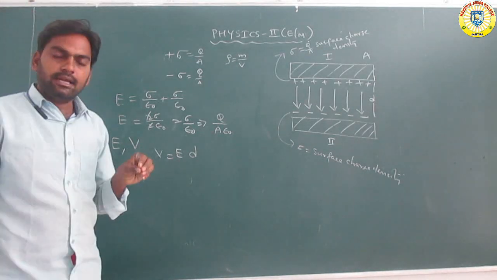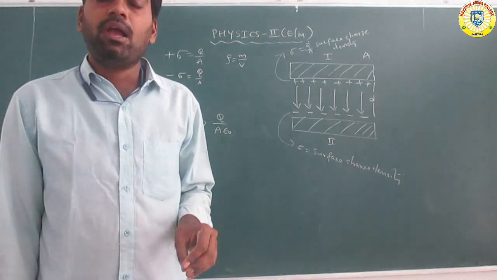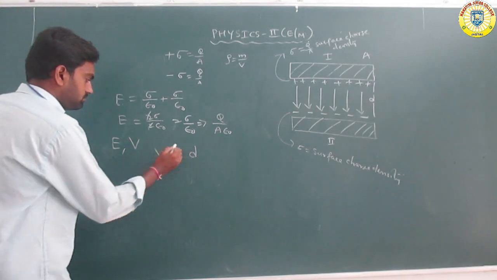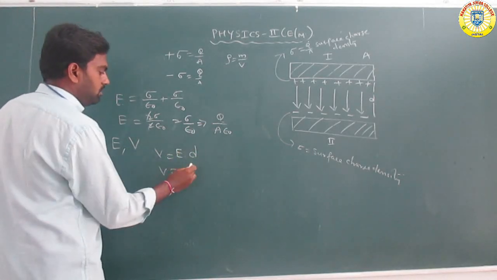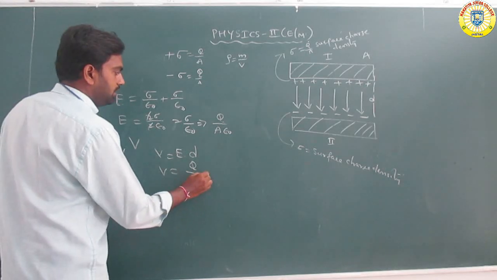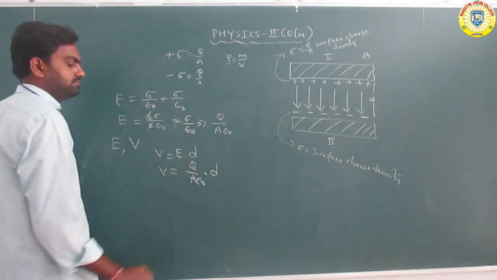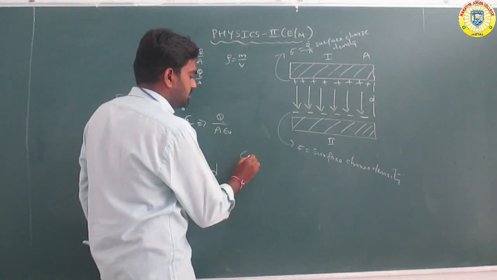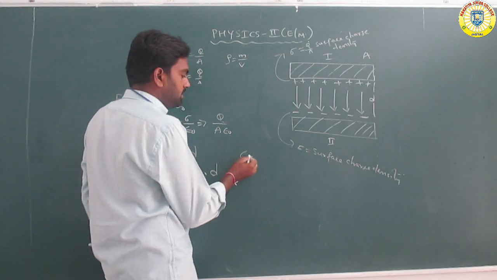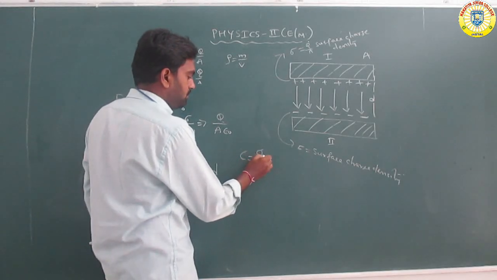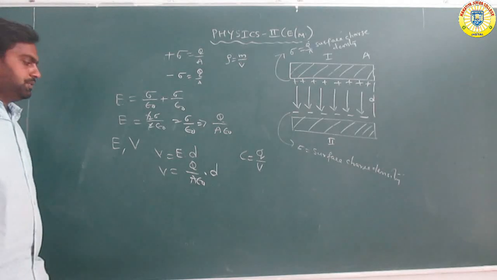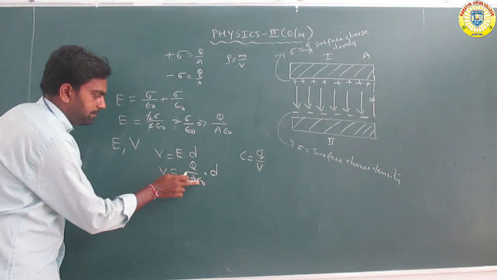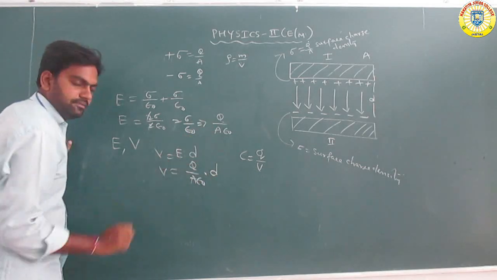The relation between electric field intensity and potential difference is V is equal to E into D. So with E equal to Q by A epsilon, V is equal to Q by A epsilon into D. Now capacitance C is equal to Q by V. Substituting V is equal to Q by A epsilon into D.